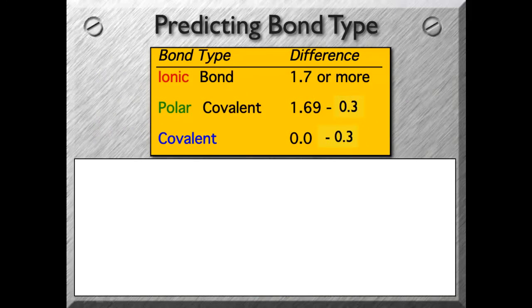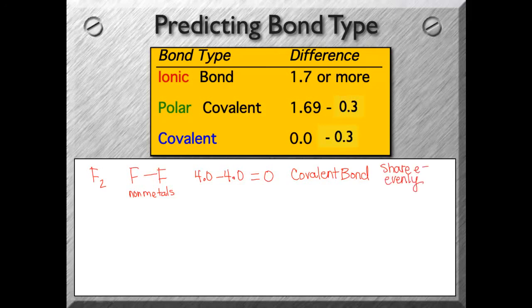Let's start with a diatomic. We'll look at fluorine, F2. Fluorine is two fluorine bonded together, so they're both nonmetals. Each fluorine has an electronegativity of 4, so it's going to be 4.0 minus 4.0. So this will equal 0. So diatomics are just plain covalent bonds. There's no polarity to them. They are sharing. So, in other words, they share the electrons evenly between the two elements.